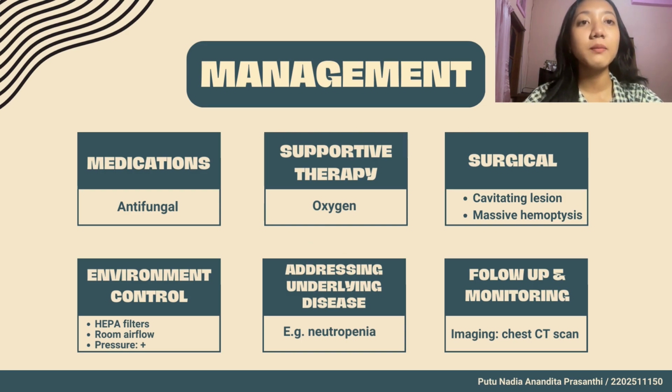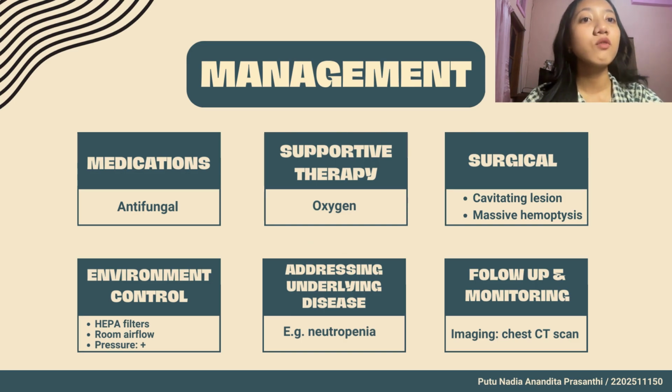First is antifungal medication. As said before, the cornerstone of invasive pulmonary aspergillosis management is the use of antifungals. The first line drugs are voriconazole, isavuconazole, and amphotericin B, and the second line is caspofungin. These drugs are specifically designed to combat the Aspergillus infection.